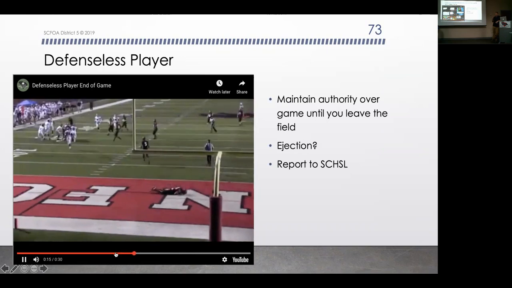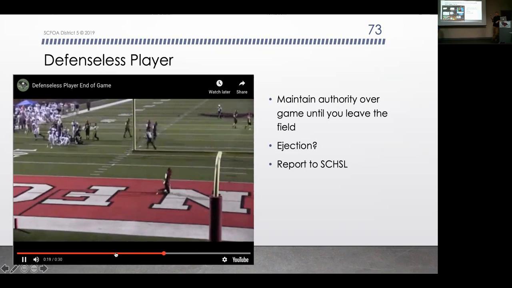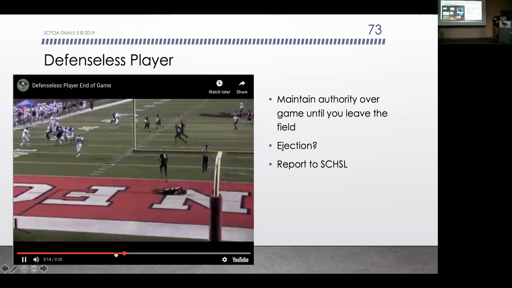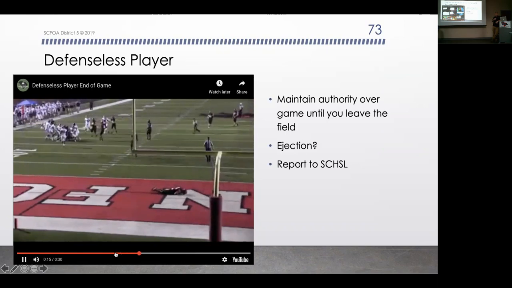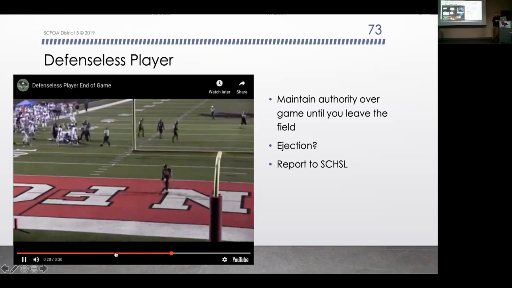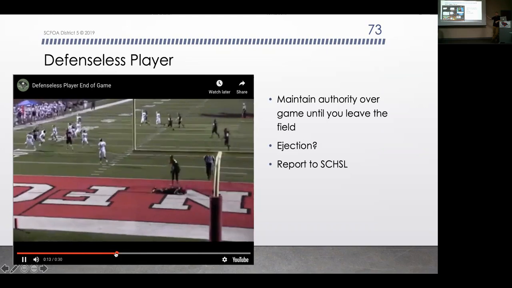Hey, by the way, this happened. If you hear something, this is what we did. This is what we saw. We still have authority of the game. There's no foul that we can enforce on this, right, but we still have authority of the game until we leave, correct? Yeah, we have it. So I think we need to be aware of that. And I don't know if you eject.